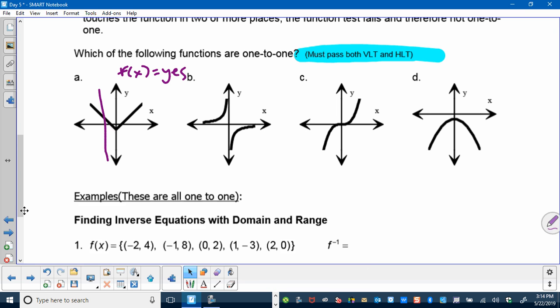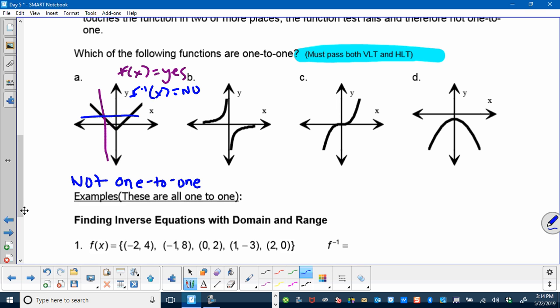The horizontal line test, it fails. So f inverse is not a function. If you don't pass both, you are not 1-to-1. So this function is not 1-to-1.